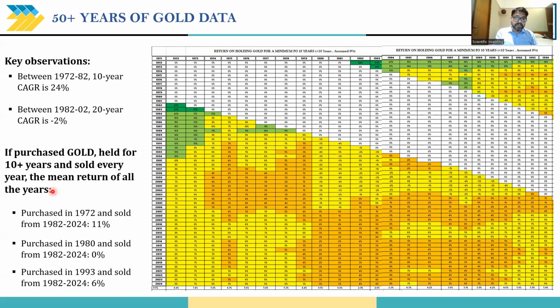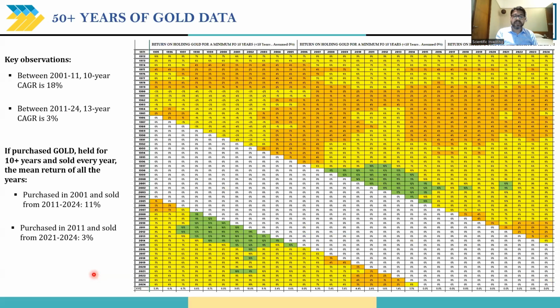So if you purchased gold and held for 10 plus years and then you sold gold every year, the mean return of all the years, if you purchased in 1972 and let's say you started selling in 82 and you kept selling in 82, 83, 84, 85, the mean return of purchasing in 72 is 11%. But if you purchased in 1980 and you kept selling, the mean return is zero. If you purchased in 1993 and kept selling, the return is 6%. So that is why timing matters, and despite the long term, the returns of gold are very varied in nature in case you are doing a lump sum kind of investment one time.